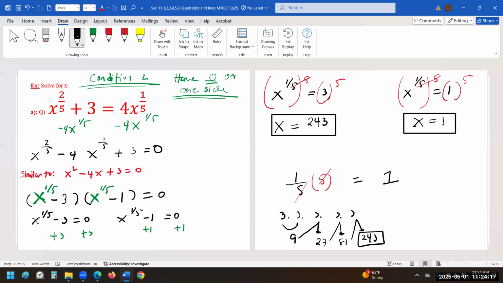That's why we love this type of question, because they look hard, but actually they are not hard. All you have to do is look at one condition. If you have 3 terms or 2 terms and the bigger power is twice the smaller one, then you can factor and you can solve.